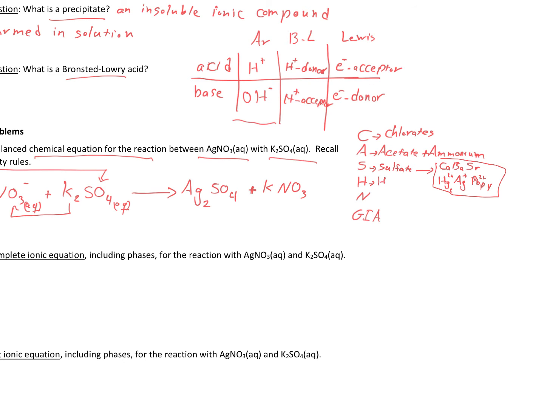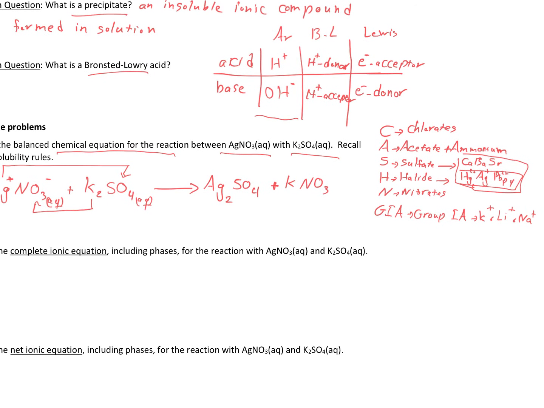Halides are soluble except if it's with these 3 ions, happy. And nitrates are soluble, no exception. And group 1A metals are soluble, no exceptions, which is potassium, lithium, sodium. All the metals in group 1 are soluble salts.